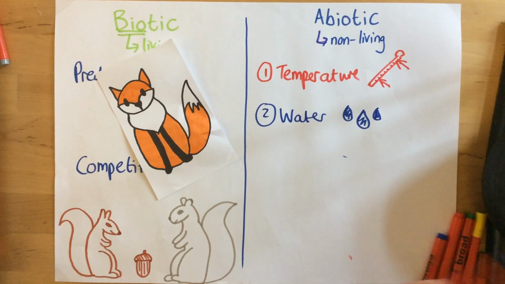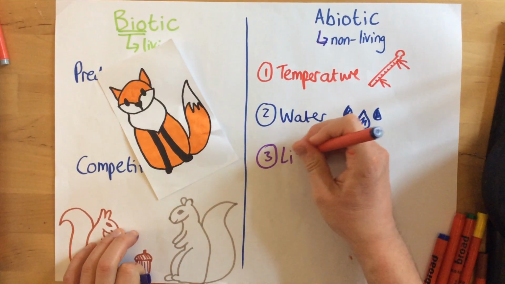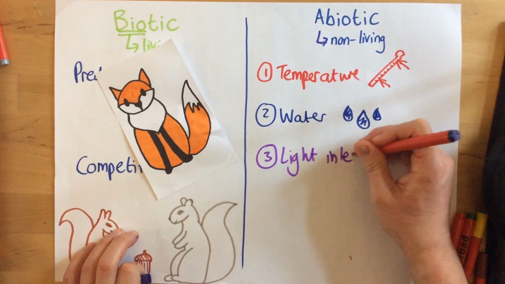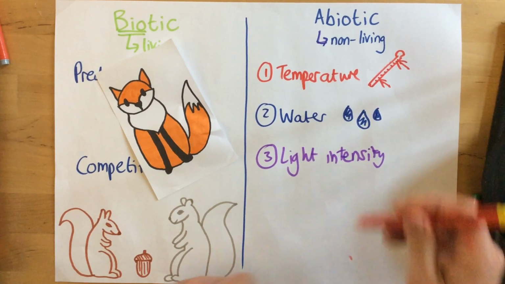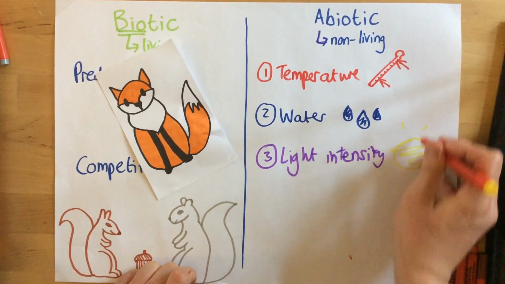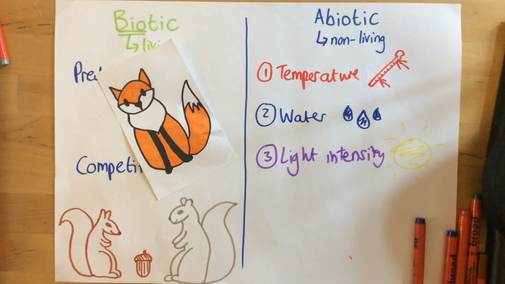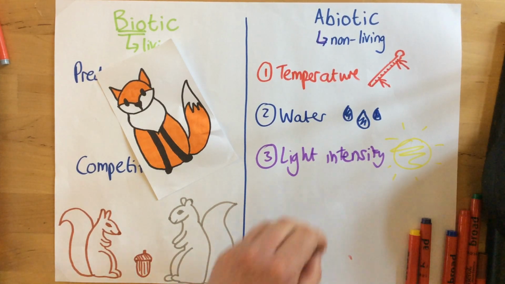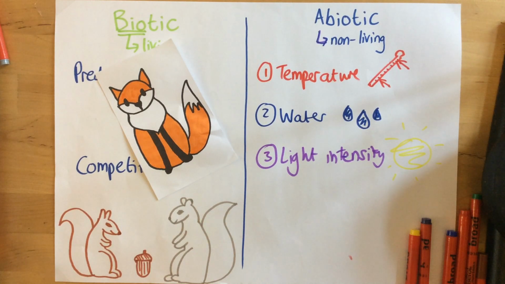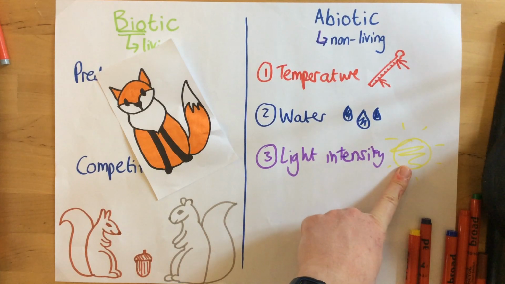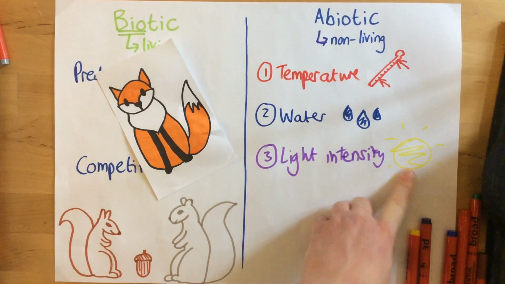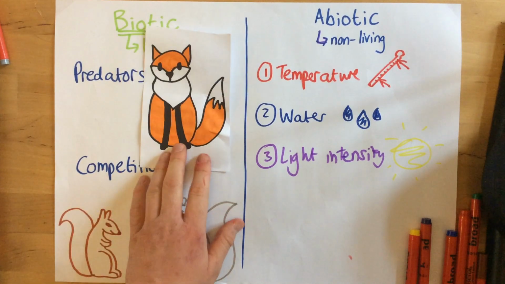The next one is light intensity. So how much light there is available within an ecosystem. So, this can also massively influence the distribution of organisms. For example, certain things like fungi and mosses grow best in dark conditions, whereas things like grasses may be better in lighter conditions. So the light intensity, again, abiotic because it's non-living, massively affects the population of different organisms.